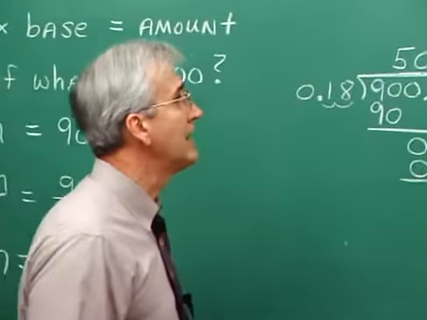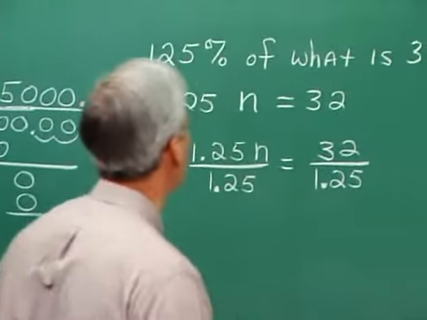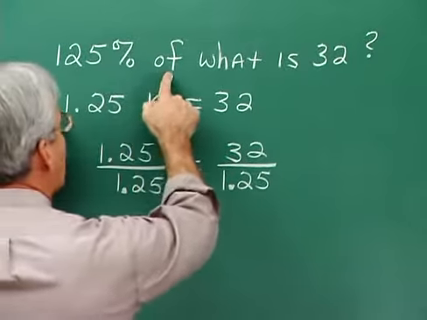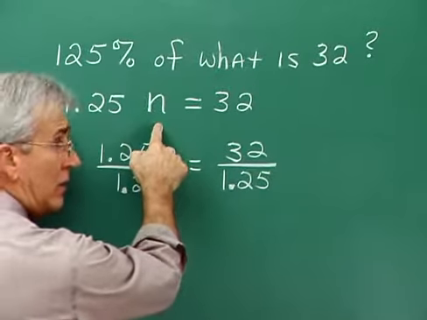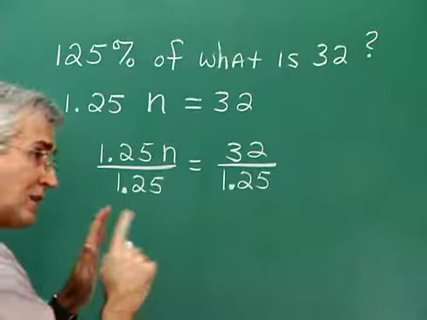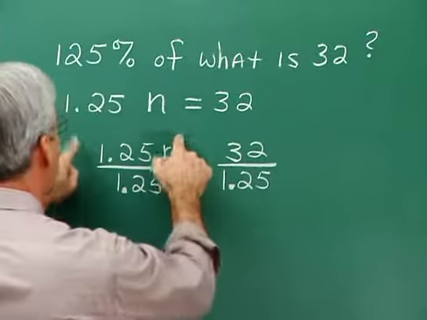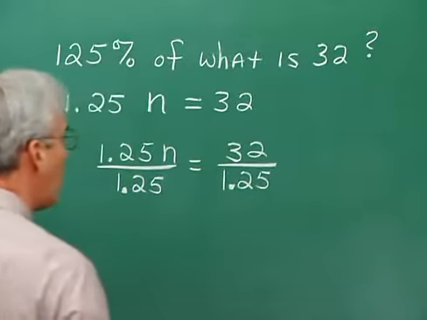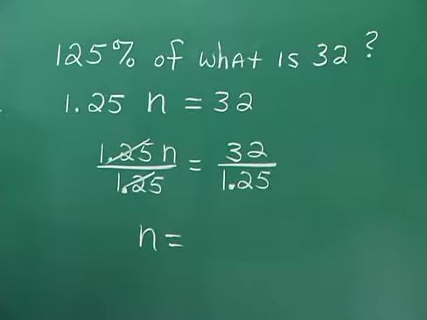Here's another one, same idea. 125% of what number is 32? 125% changes to 1.25. Of means times, what means what number. So 1.25 times n is equal to 32. Now to isolate the n, we show the division by 1.25 on both sides. We bring down the left side, divide by 1.25. Bring down the right side, divide by 1.25. These cancel as expected, and now we have a division to perform.